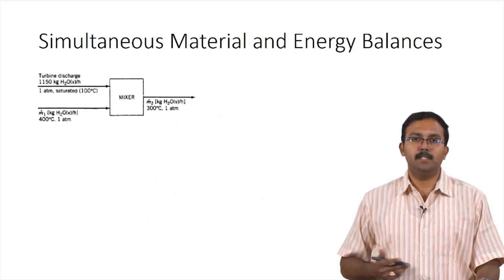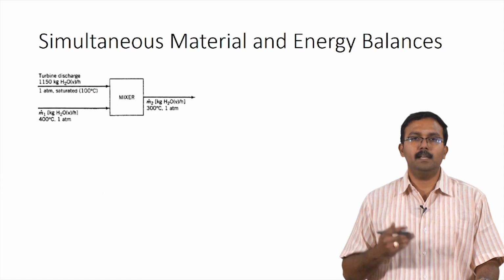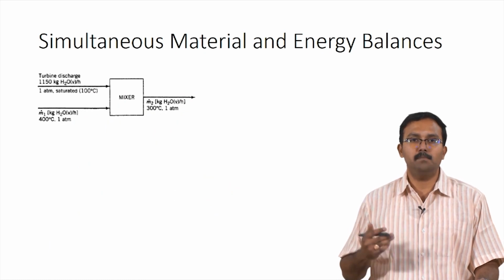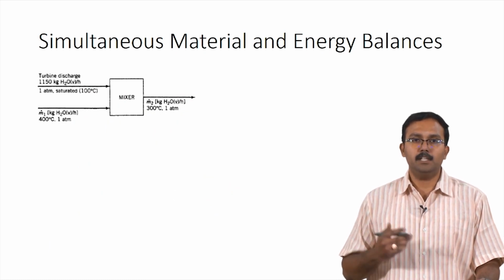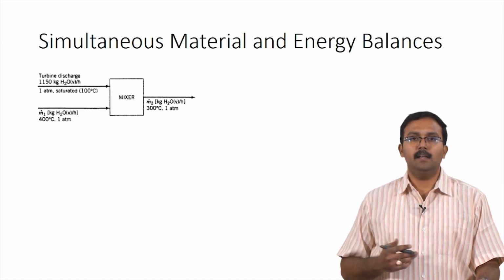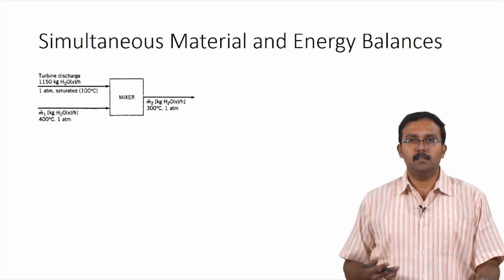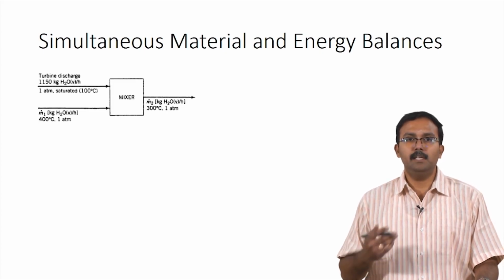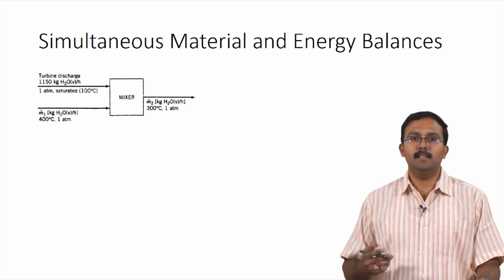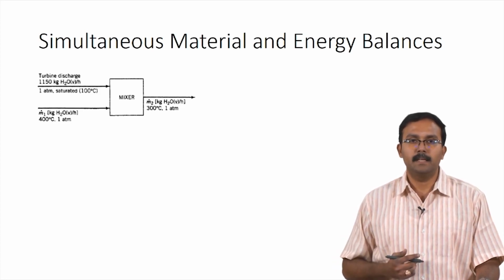Here is the flow chart which describes the process. You have the turbine discharge coming in at 1150 kilograms per hour. The conditions for that are given. You also have a 400 degrees Celsius superheated steam being sent to the mixer, and the final outlet stream is the mixed steam containing both these streams, and this is a superheated steam at 300 degrees Celsius and 1 atmosphere.